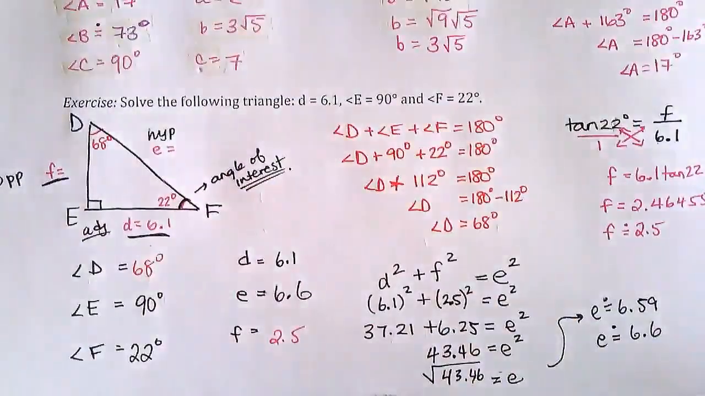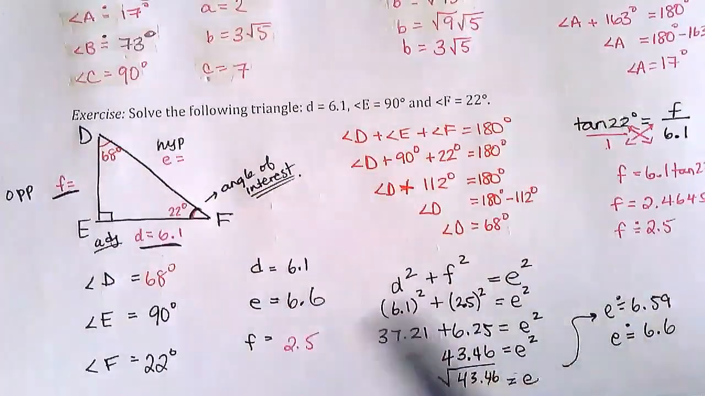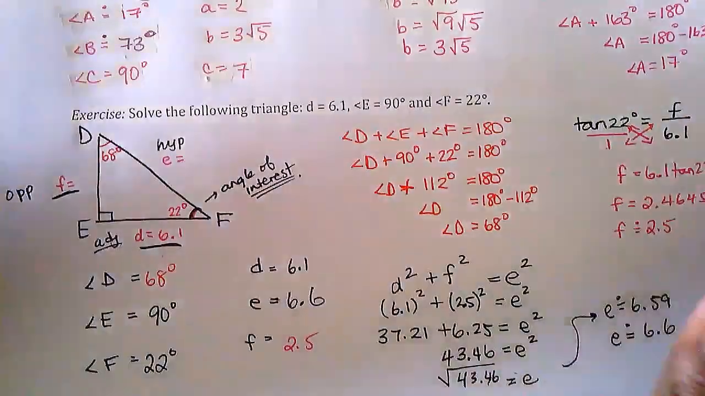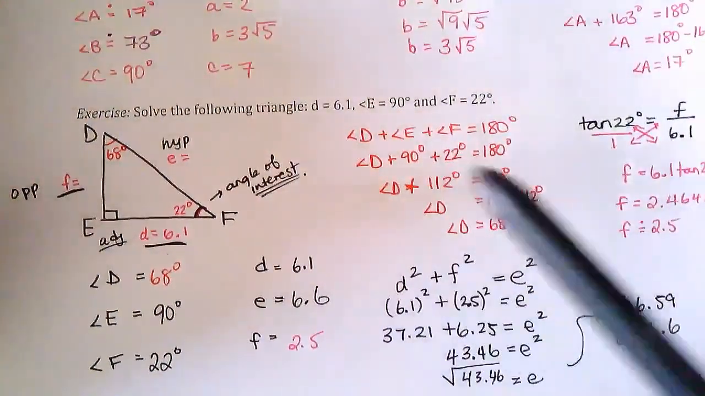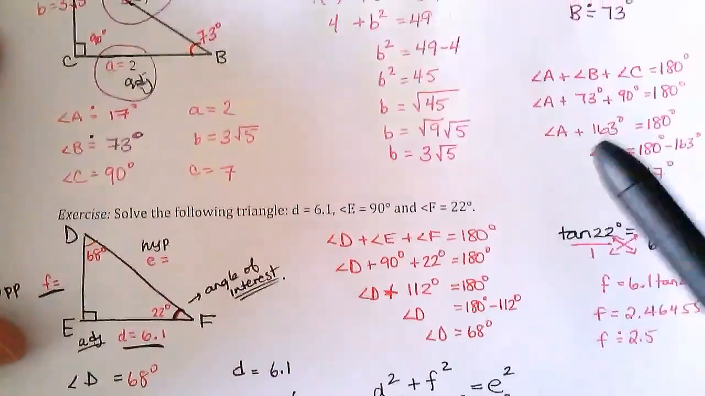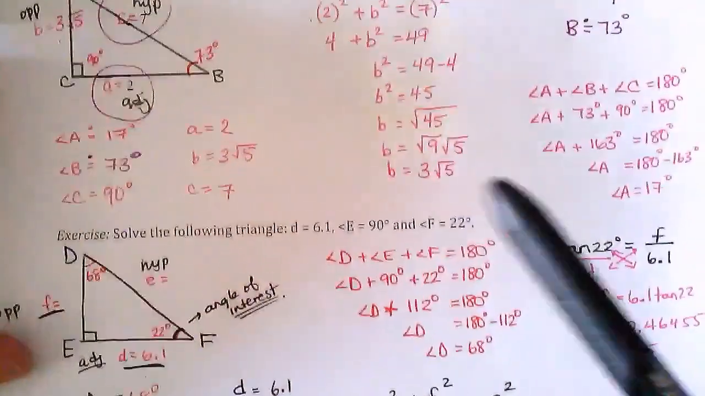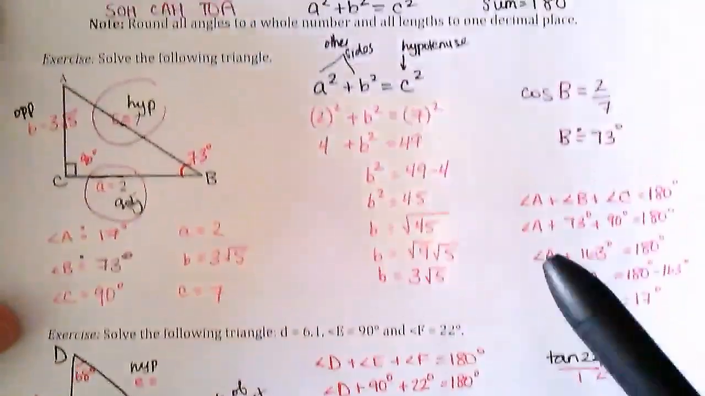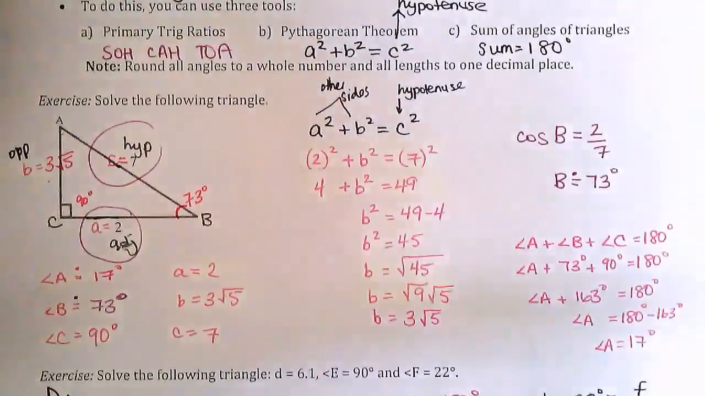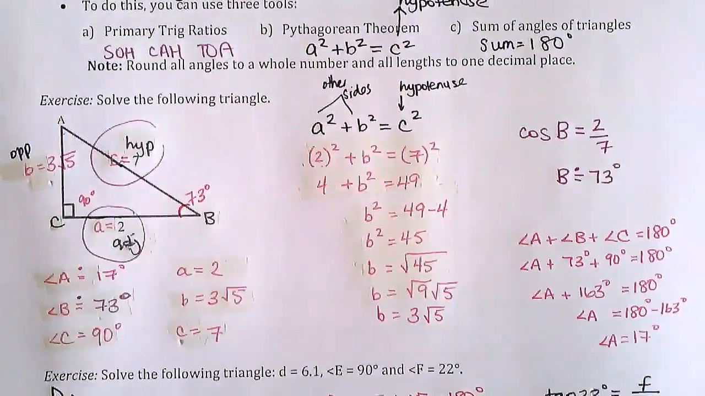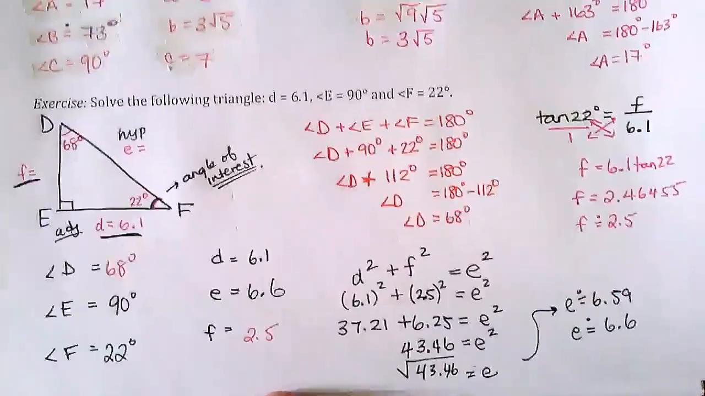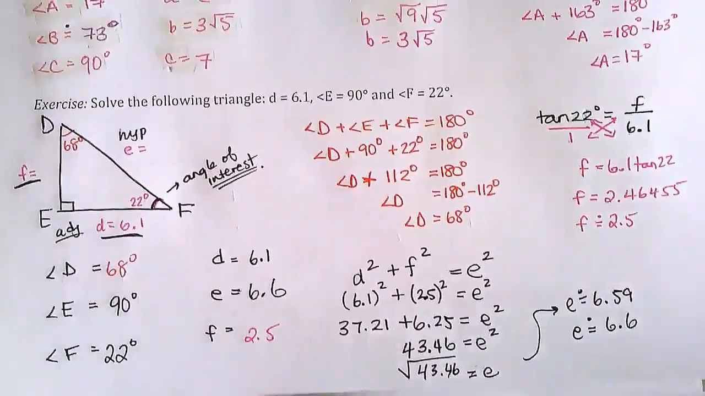So I've solved now, again, all three angles and all three sides. What you'll notice is that, yes, we used all three tools in each case. We used the angle rule, we used Pythagorean, we also used the trig ratio, but the order in which we use them can differ depending on the types of information that have been given to you in the question. Okay, and that's what we see here. I'm going to do one more quick example and then we'll be done for today.